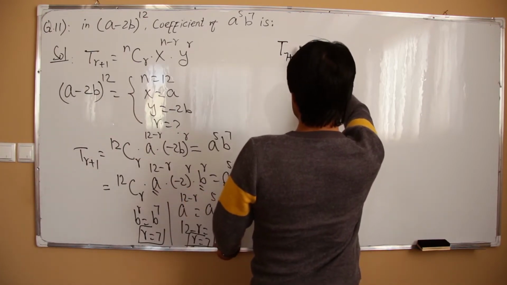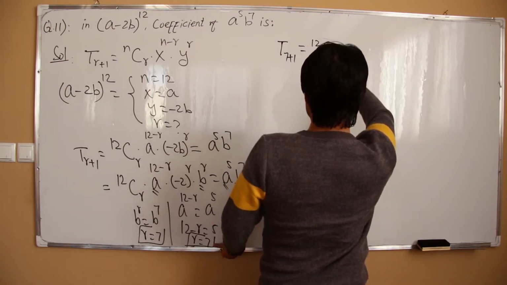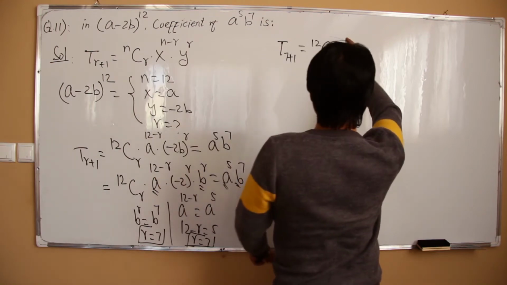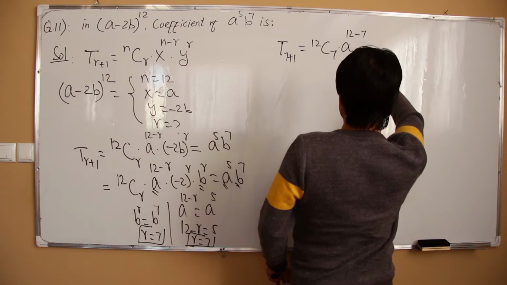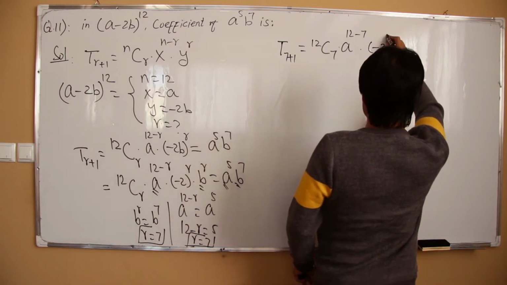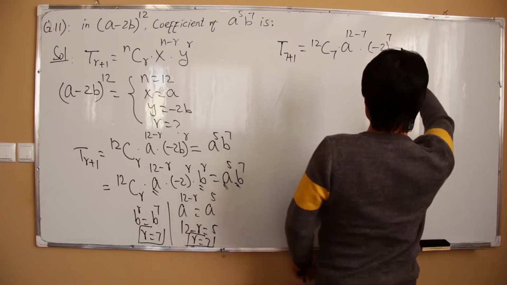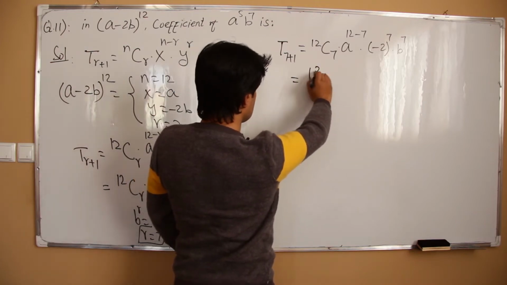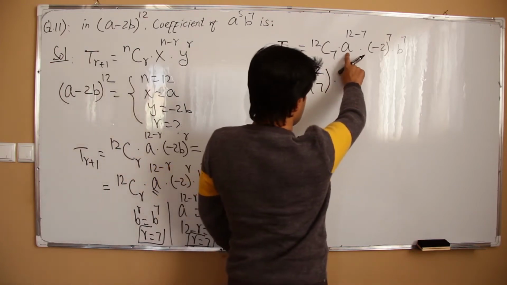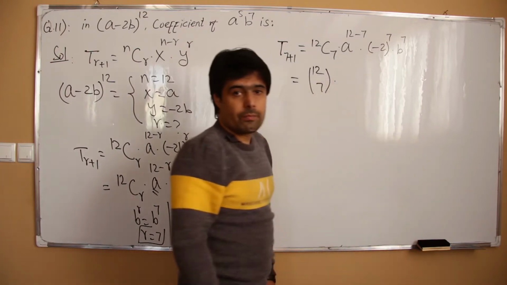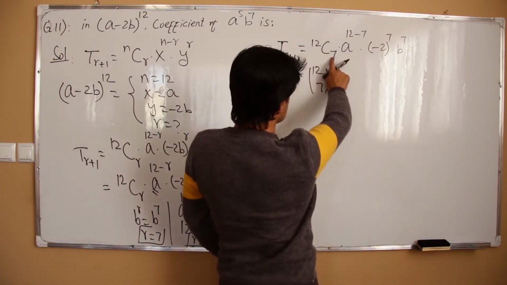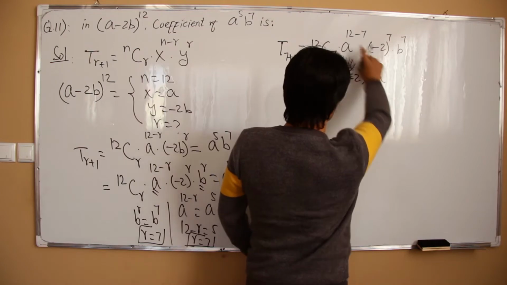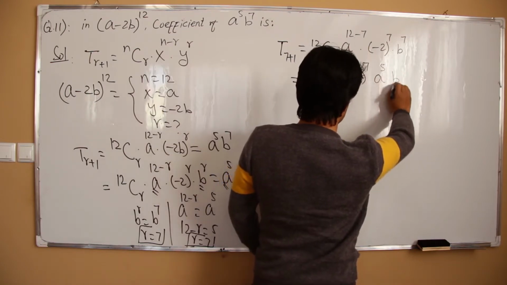7 plus 1, is equal to n is 12, C r, r is 7, x or this one a to the power 12 minus r, is what? 7, times minus 2 raised to the power r which is 7, times b raised to the power 7. You have 12 C 7. A and b, they are what? They are variables, and the coefficient is 12 C 7 with minus 2 raised to the power 7. This is a to the power 12 minus 7 is 5, and b to the power 7.